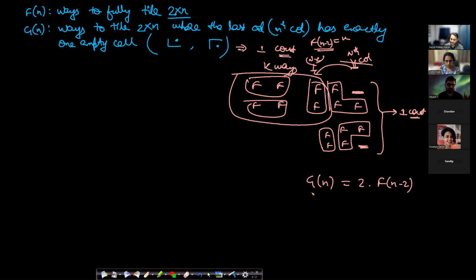G of n here says that the count of total number of ways to get one empty cell in the nth column will be equal to 2 times f of n minus 2, because I can have two different configurations for the Tromino to get one empty cell in the nth column, and therefore I have to multiply 2 times in how many ways I can fully tile till n minus 2.